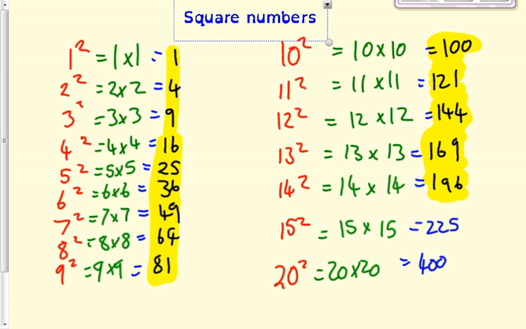14 squared is 196. 15 squared 225, and 20 squared 400. Now these you need to know for your GCSE maths exam. You need to know up to 15 squared and then 20 squared. Okay, our square numbers are 1, 4, 9, 16, 25, 36, 49, 64, 81, 100, 121, 144, 169, 196, 225 and 400. So the highlighted numbers are the square numbers.